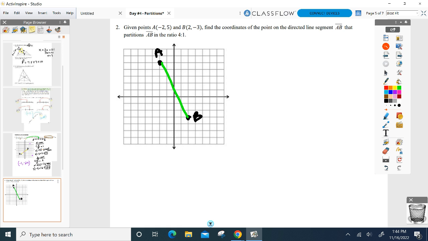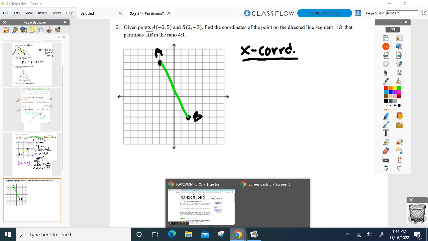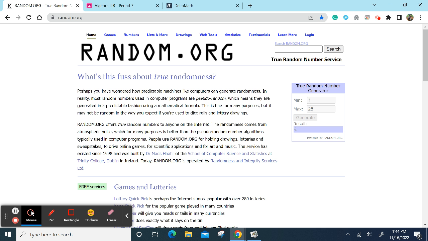All right, ready to roll. Let's do the x coordinate first. We're doing a ratio of 4 to 1. First thing that pops in your head, you're cutting this segment up into how many equal parts? 5 equal parts. Here we go. Let's start with the x coordinate. How far apart are your two x coordinates?